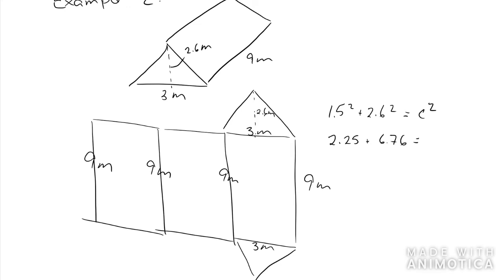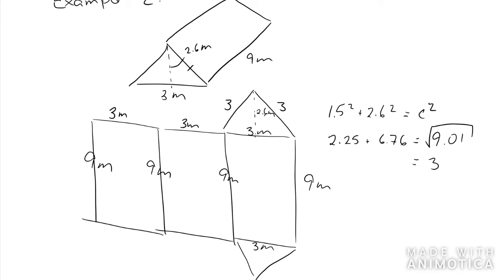So 1.5 squared gives us 2.25. 2.6 squared gives us 6.76. So when we add these together, we get approximately 9.01. Remember, the last step is to square root that, and that will actually give us a 3. So this distance is actually our 3, which means this one is 2, which means these sides are also 3 meters.